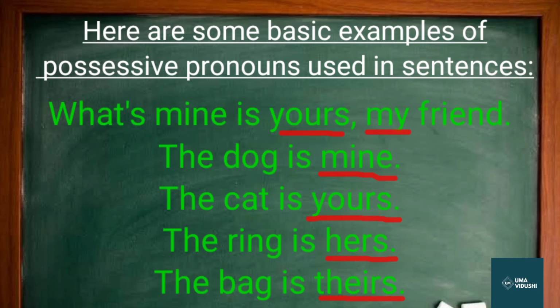Let's see some more examples. What's mine is yours, my friend. The dog is mine, the cat is yours, the ring is hers, the bag is theirs. So all these possessive pronouns show a relationship or possessiveness with the other words or the antecedent in the sentence. Hope I am clear to you all.